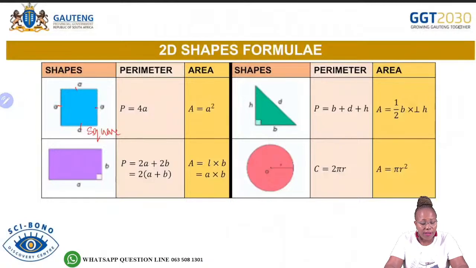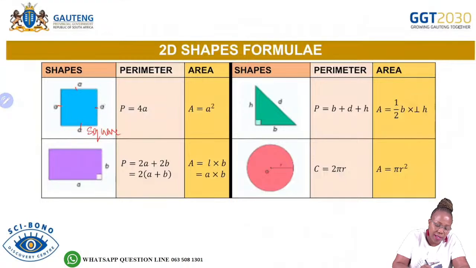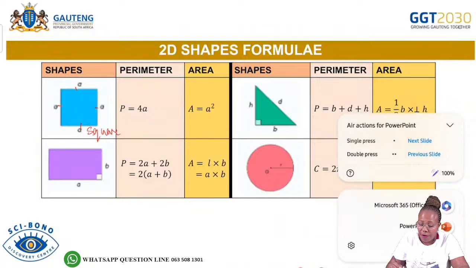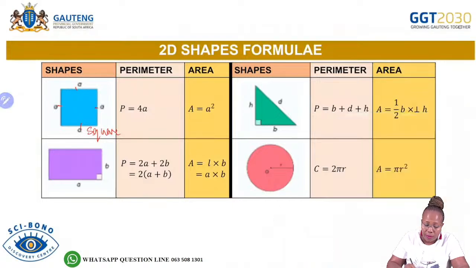Okay, grade 12s, the first shape here, we have a square. How do we know it's a square? All sides are equal. How do we know they are all equal? It is because they have been indicated with the same size here. We have A for each side, grade 12s.